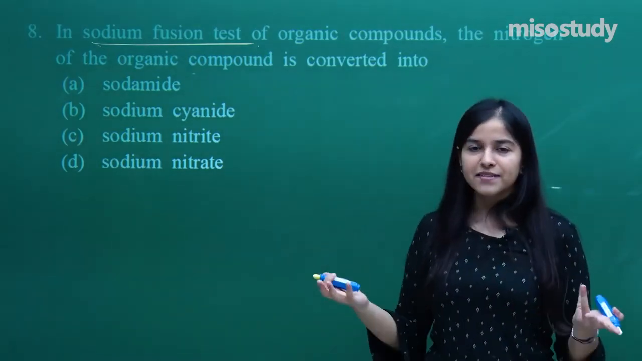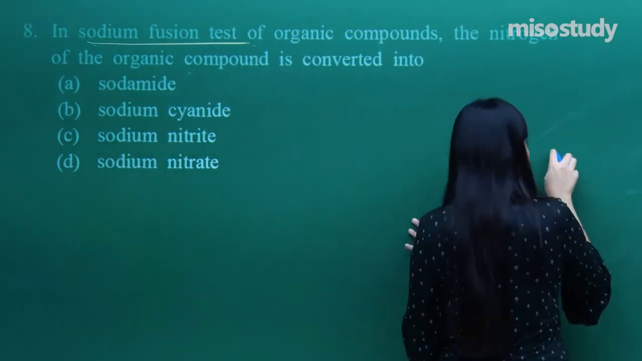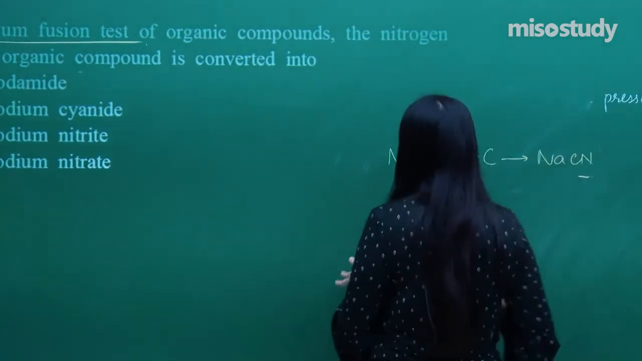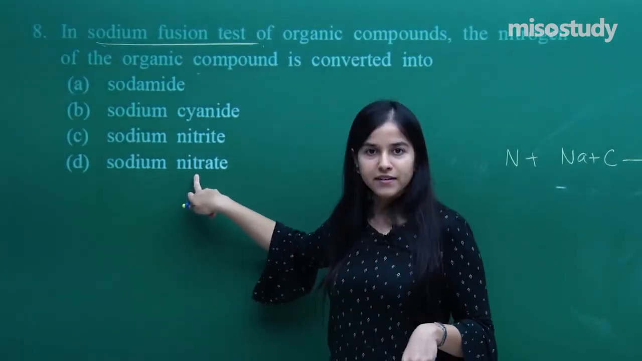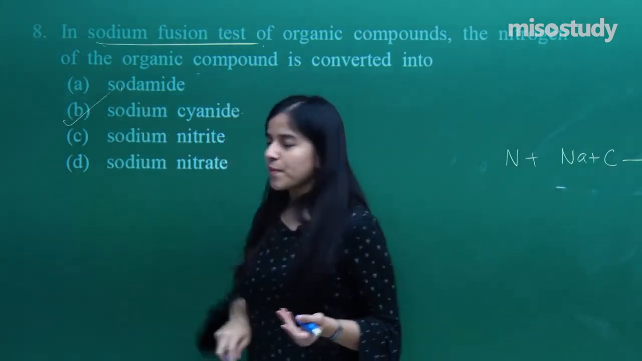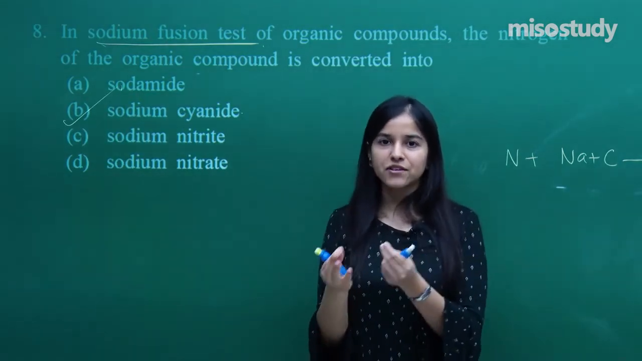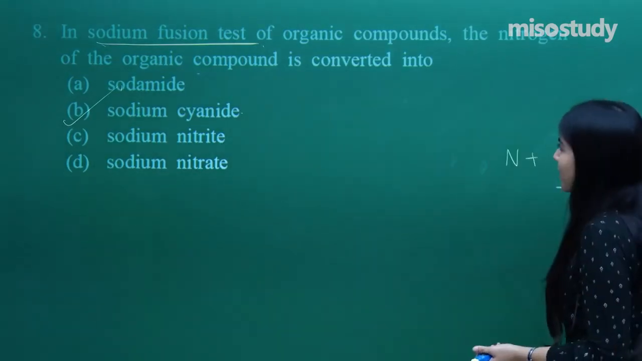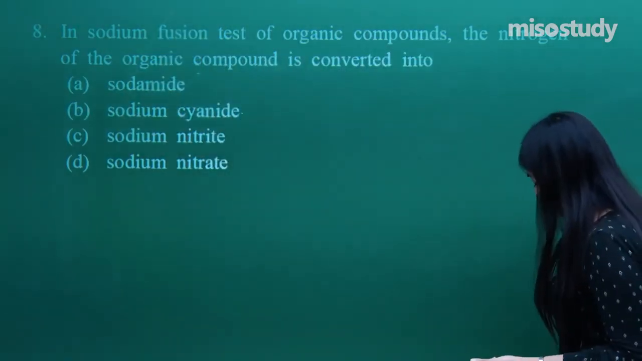So it's completely simple, we have just discussed this: nitrogen plus Na plus C, we get sodium cyanide, and not sodium amide, not nitrite, not nitrate. These two options are just given to confuse you, right? So that is the correct option. You need not go into the detail, it's just a simple reaction and the question is based on that. Clear? So I hope everybody is enjoying this test, because it's quite a simple one.